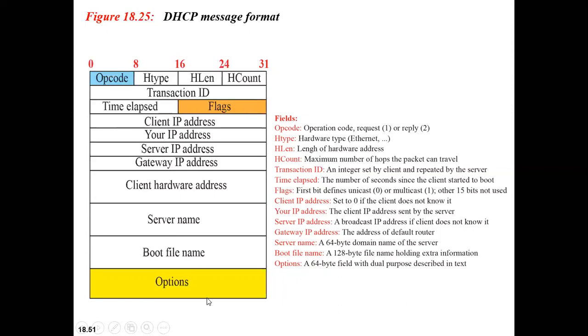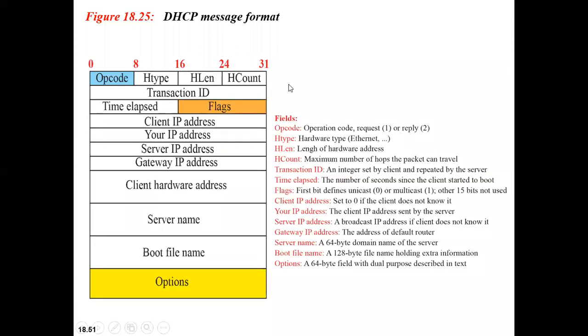The one field which is very much important over here is the options field. Okay. The first one is an opcode. What is this opcode? Opcode here represents either a request or a reply. Whenever you have a request phase, it is 1. Whenever you have a reply phase, the number given is 2.